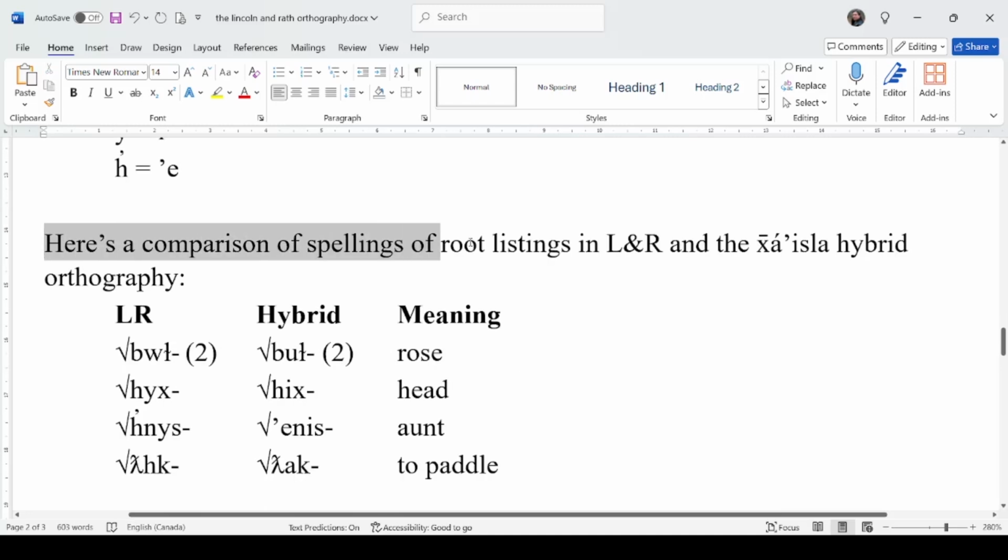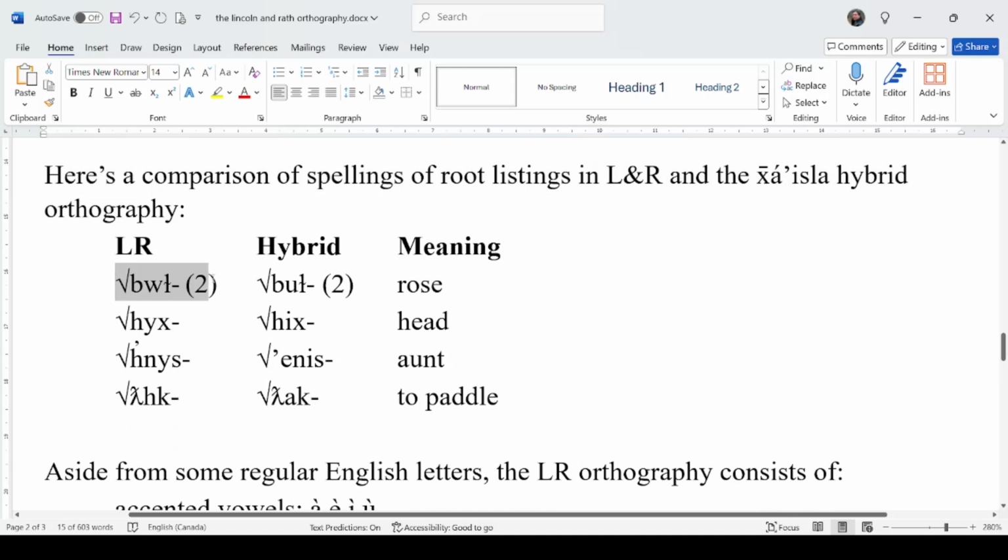So here's a comparison of spellings of root listings in Lincoln and Rath and the Haisla hybrid orthography. If you're looking in the root list in the 1986 dictionary for Booth, this is what you'll see. This root symbol tells us it's a root word. Then you see B, and then a W, and then a tilde L. This hyphen means that it's a root word, it needs an ending to it. This number 2 means that there was a previous entry spelled exactly the same way, but it has a different meaning. So there's a Booth 1, and this one is Booth 2.